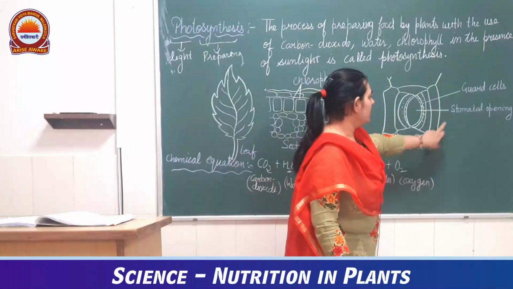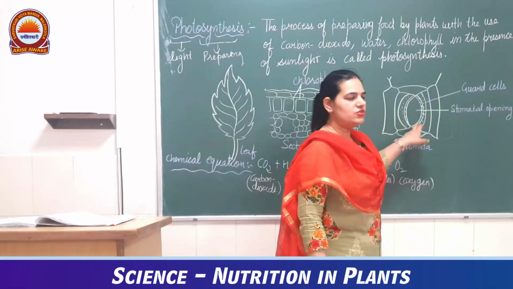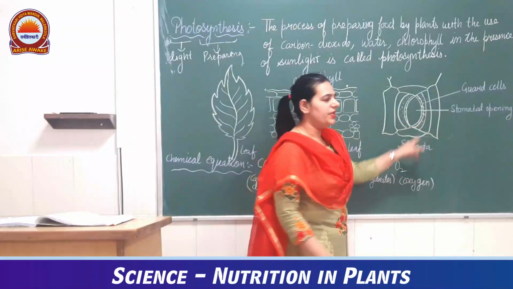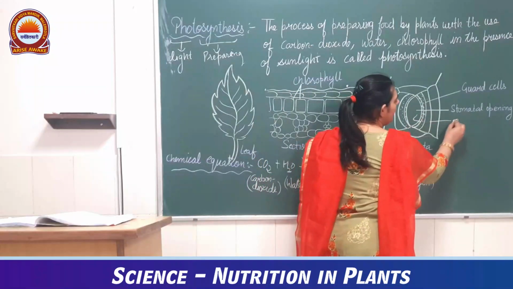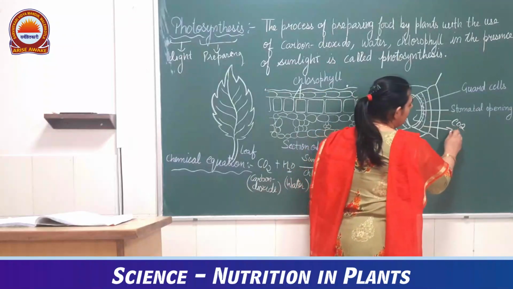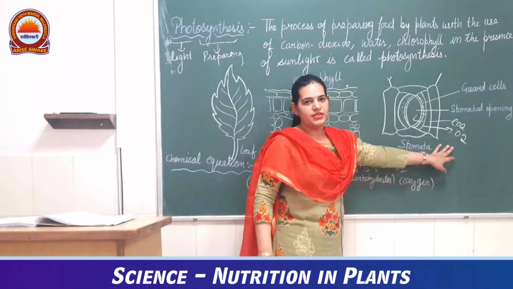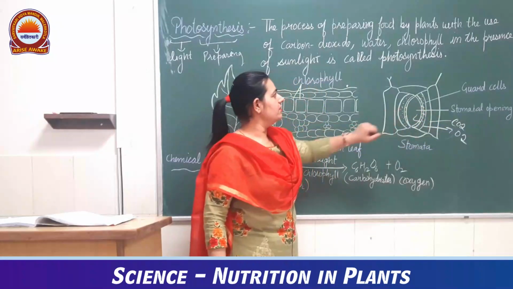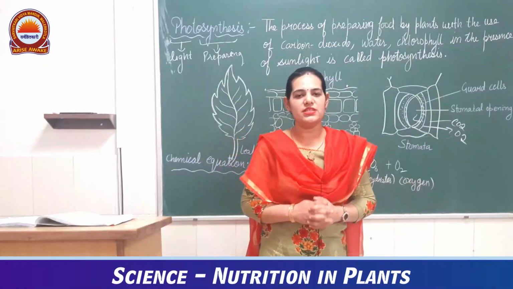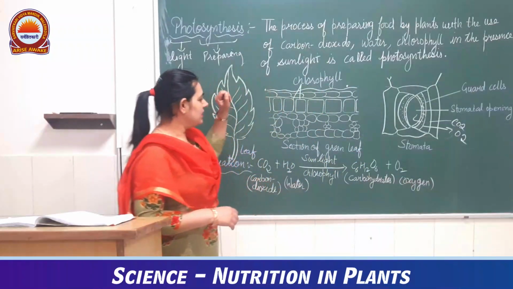These are stomata, and the outer cells of the stomata are called the guard cells. Through these stomatal openings, carbon dioxide enters inside and oxygen goes out. Like this, carbon dioxide enters. So these are the simple substances which are necessary for the process of photosynthesis.